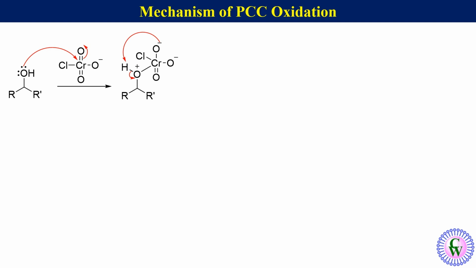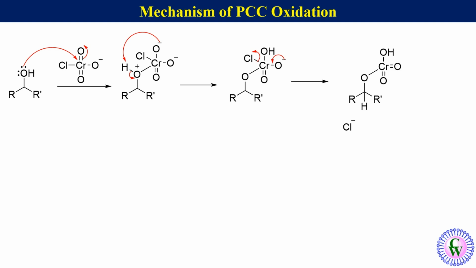Intramolecular proton shift like this gives anion of dihydroxy alkoxy oxo chromium(VI) chloride, which removes chloride ion like this to produce chloride ion and chromate ester of alcohol. Alpha proton abstraction by chloride ion and subsequent formation of carbon-oxygen pi bond and breaking up chromium-oxygen bond gives HCl and anion of chromous acid to produce aldehyde or ketone.